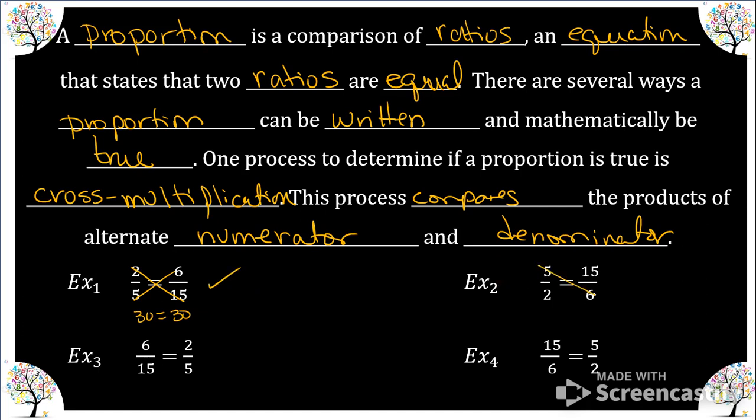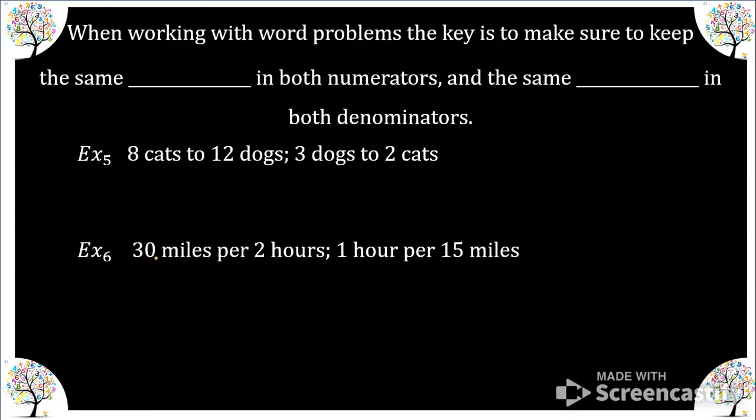Number 2, 5 times 6, and then 15 times 2, a true proportion. Number 3, 6 times 5, 2 times 15, we have a true proportion. And then the last one, 15 times 2, and 5 times 6. So that is cross multiplication.